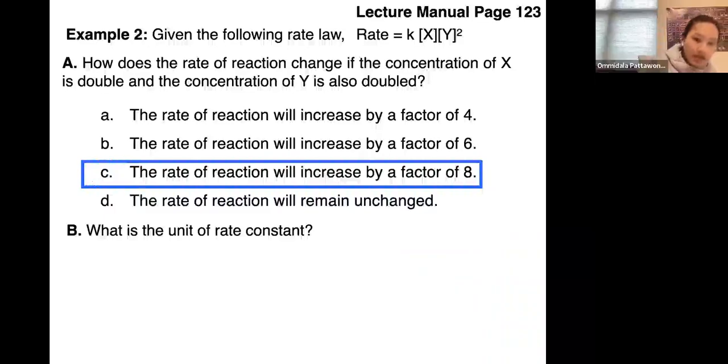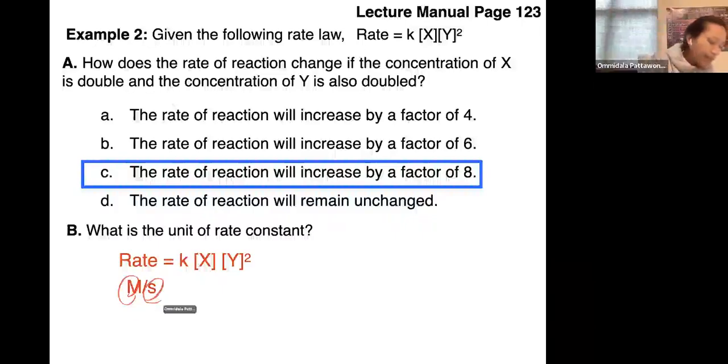Okay. Now let's take a look at B. For B, we are looking at the unit of the rate constant, so we're going to look at the unit of K. From the previous chapter, when we talked about the rate, we know that it's the change of the amount per the change of time. So the unit of the rate will always be molar per second, because you have amount per time.